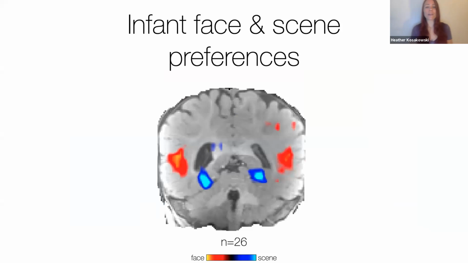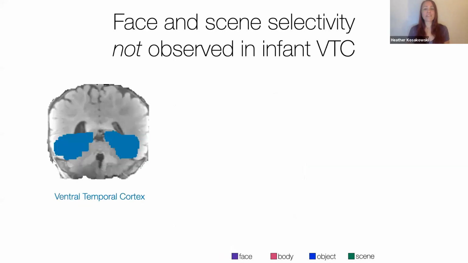In the group map, there are face responses in the STS and scene responses in the ventral temporal cortex. But what we really want to know is if infants have face and scene selectivity. The resolution of our data was degraded, so we used a parcel that covered the entire ventral temporal cortex. We selected the top 5% of voxels that responded more to faces than objects, and the top 5% of voxels that responded more to scenes than objects.